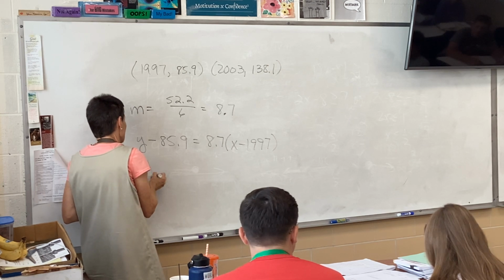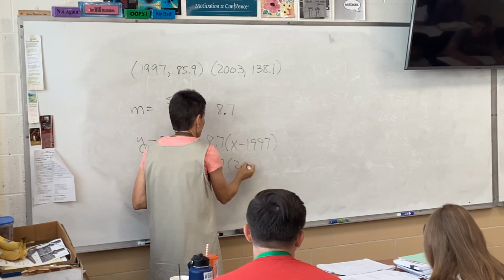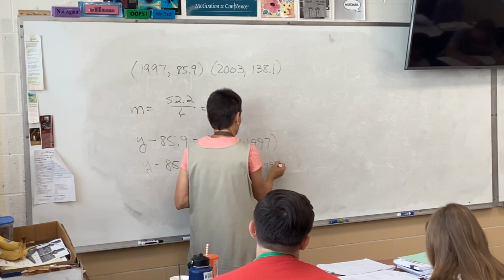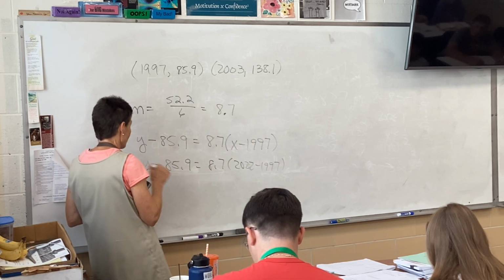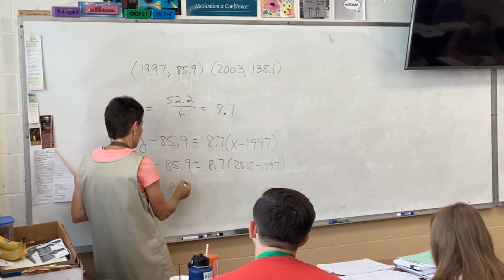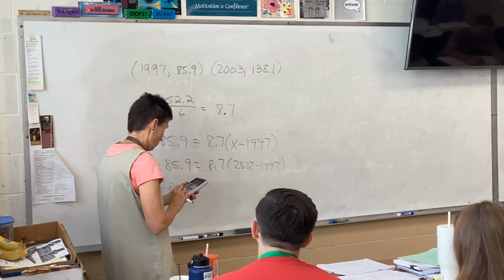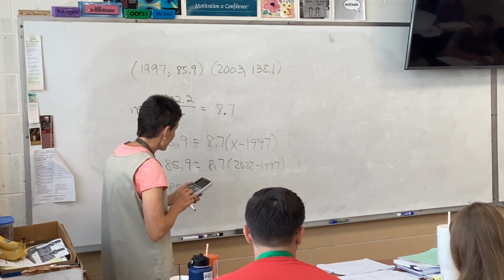In for x. So I could just leave it like this and put in 2022. Or I could rewrite my equation into that form that will cut down on my arithmetic here. But anyway, 8.7 times, what is that, 25?